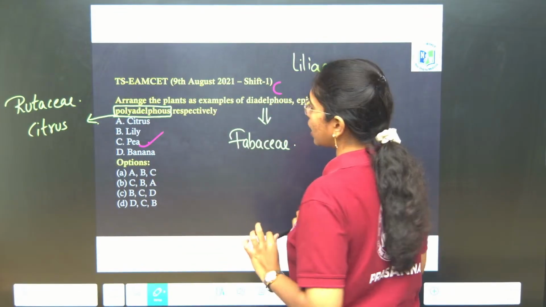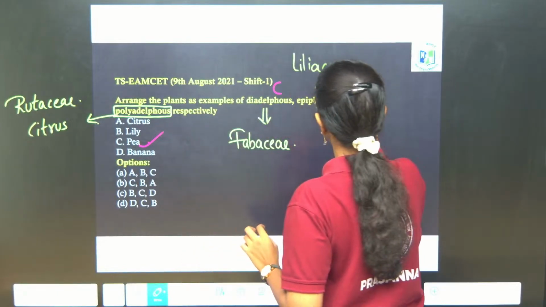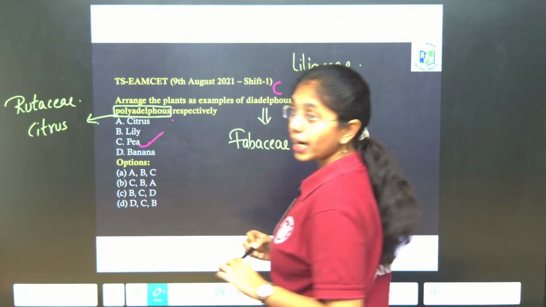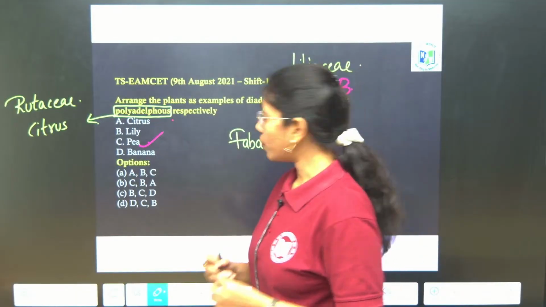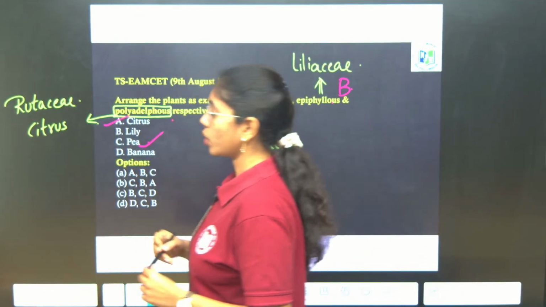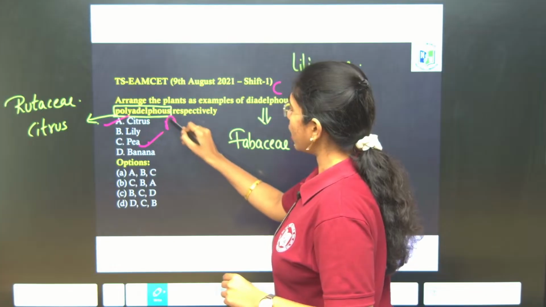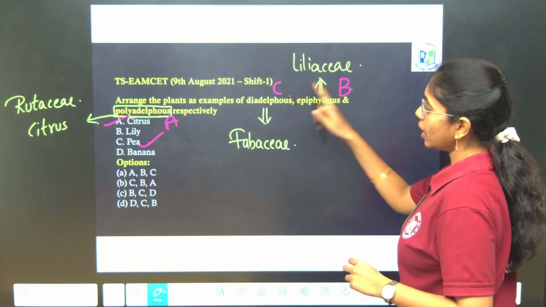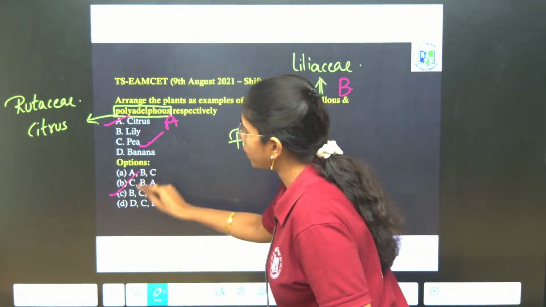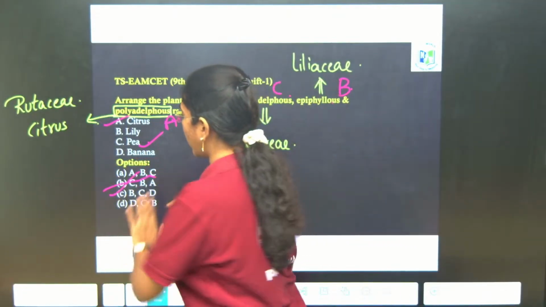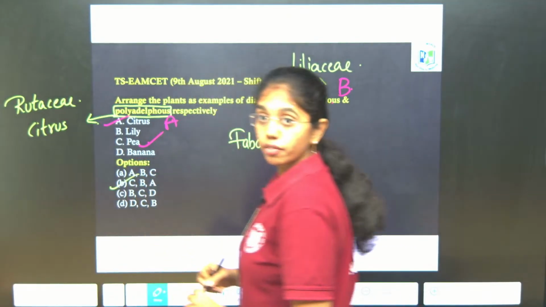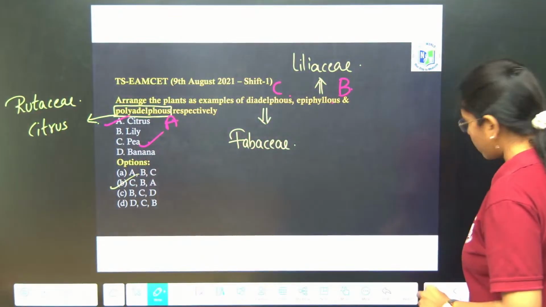Next epiphyllous condition Liliaceae, that is B, lily. Next polyadelphous condition observed in citrus, that is A. So, the option is C, B and A. Option B is the right answer, C, B and A. Fine, right? Next question.